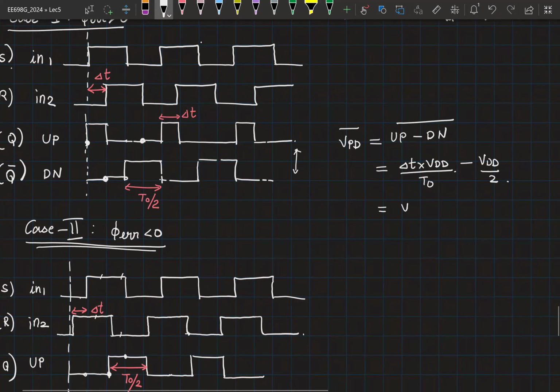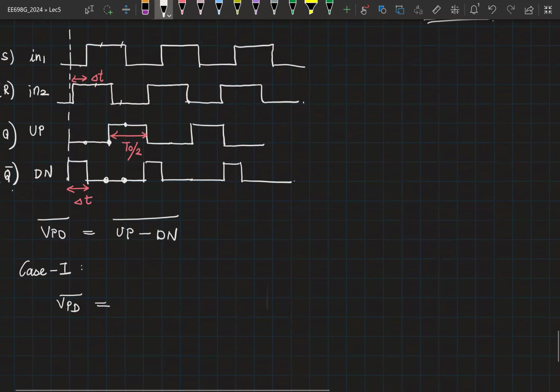So let me take VDD by 2 outside. So this is minus 1. Can you tell me the first term in terms of phase error? Delta T by T naught is phase error by 2 pi. Now you have taken the 2 outside. Therefore, this is phase error by pi. Okay.